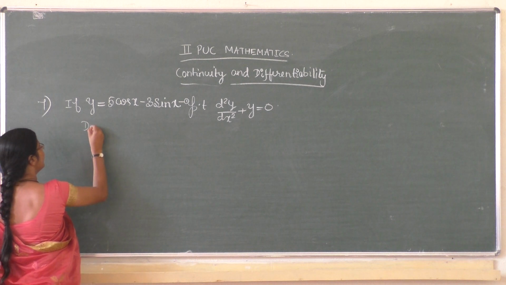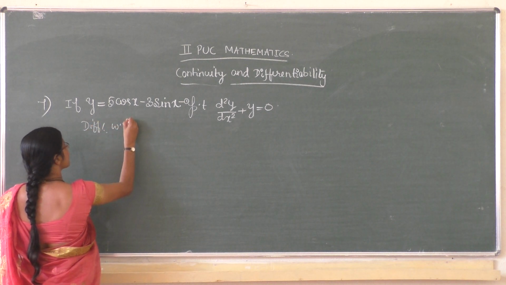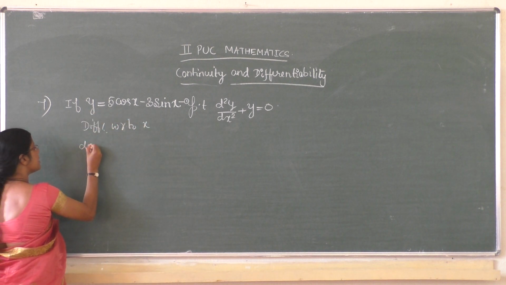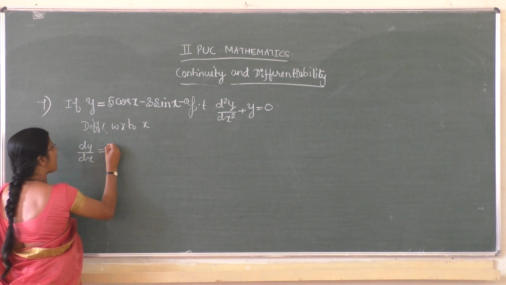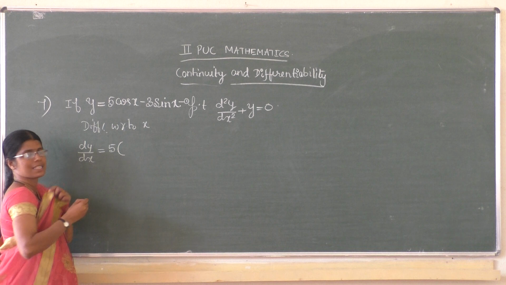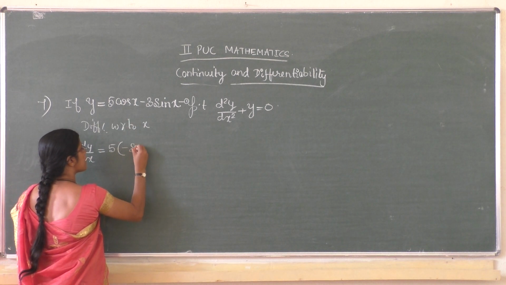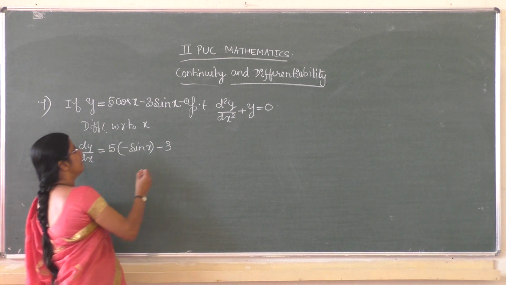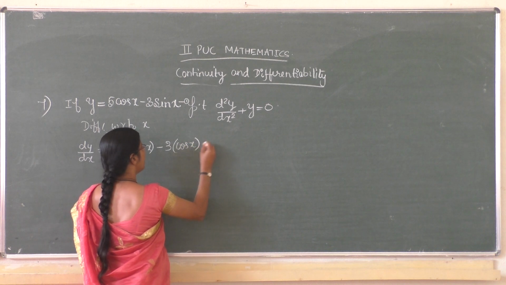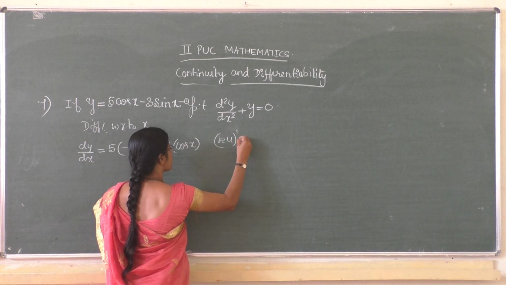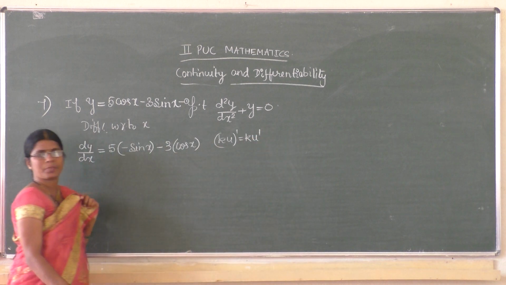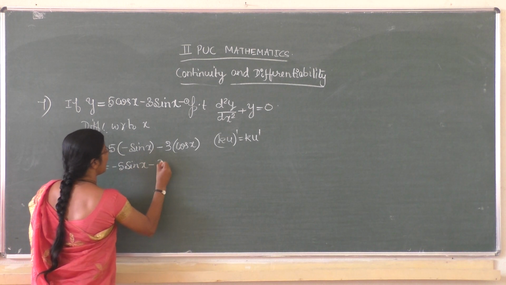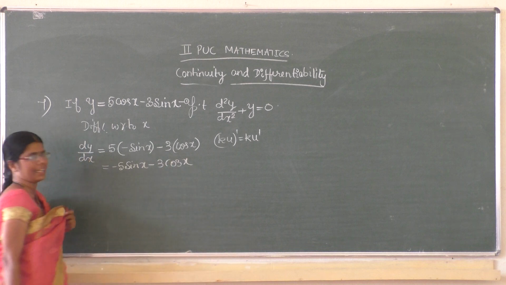So differentiate with respect to x. What we get, dy by dx, is 5 into the derivative of cos x (5 is a constant, and the derivative of cos x is minus sin x), minus 3 constant, the derivative of sin x is cos x. Here we are using the rule (ku)' = k into u'. So this is equal to minus 5 sin x minus 3 cos x. Okay, the first order derivative is over.